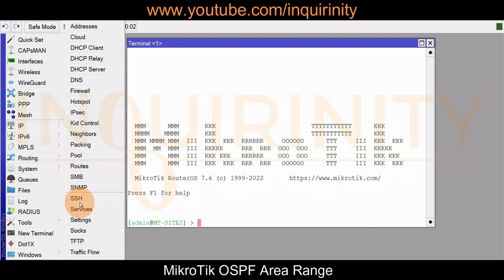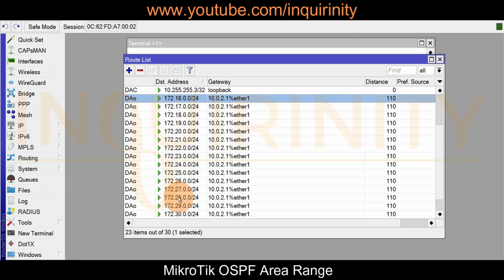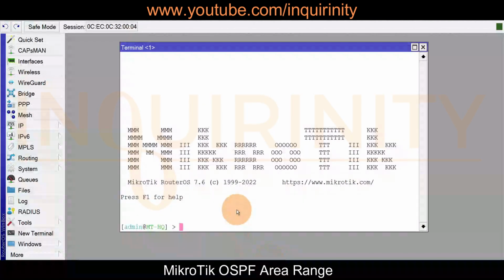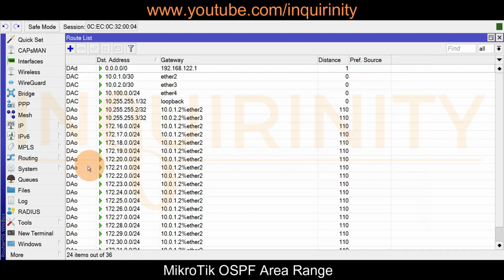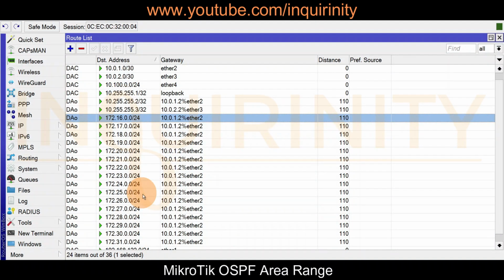So if we go to IP routes, yes, we are able to see the routes, so we are able to learn the routes, 172.16 down to 31. Going back to our HQ and IP routes, so far as connectivity is concerned, yes, this is good. We are able to reach the Site 1 local area networks.